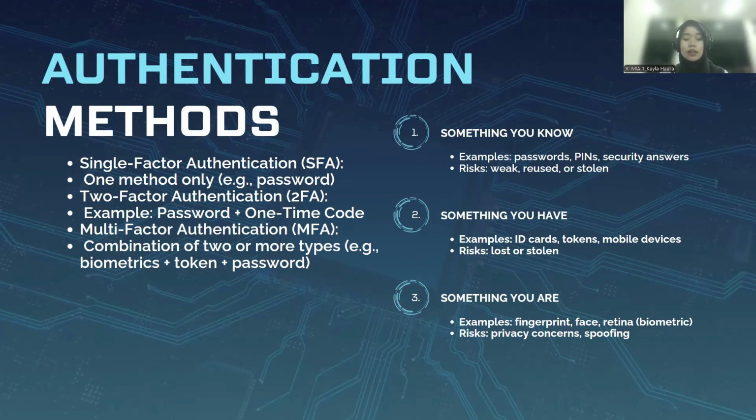Authentication types: there is single factor authentication or SFA, one method only, like password. And then the second is two-factor authentication or 2FA, for example password and one-time code or OTP. And the last one is multi-factor authentication or MFA, a combination of two or more types like biometrics, token, and password.